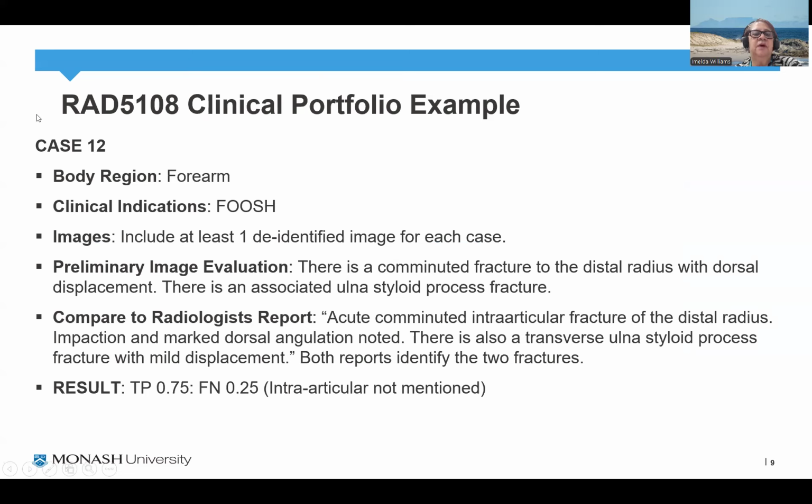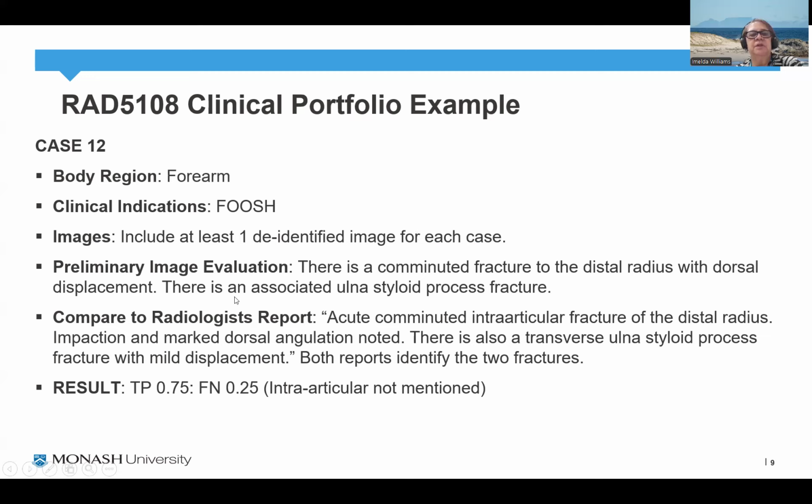And here's an example of how to write up a case. The important thing is to identify which case number you're talking about. So here I've got it as case 12. Identify the body region. So this is a forearm, and then the clinical indications. Here is a foot injury, and then at least one de-identified image.